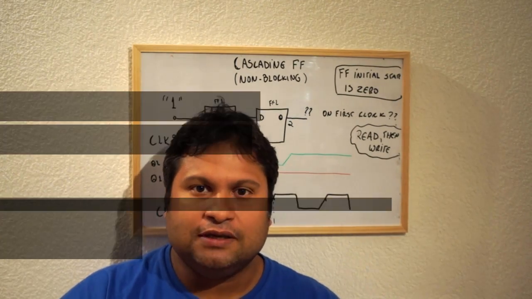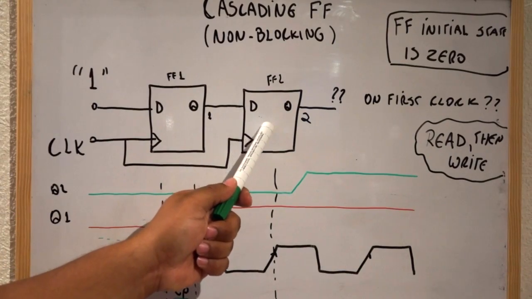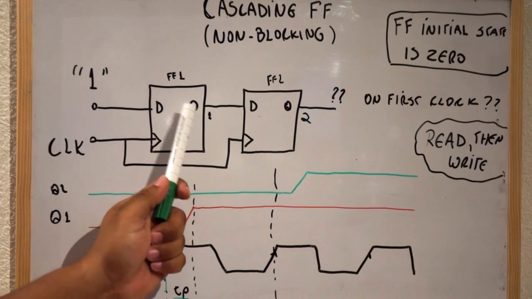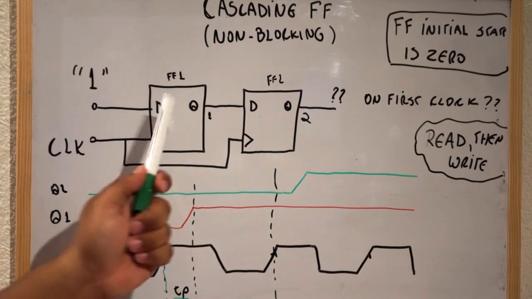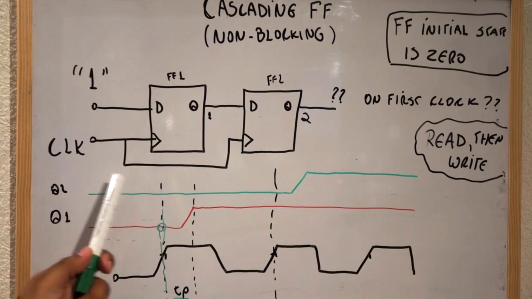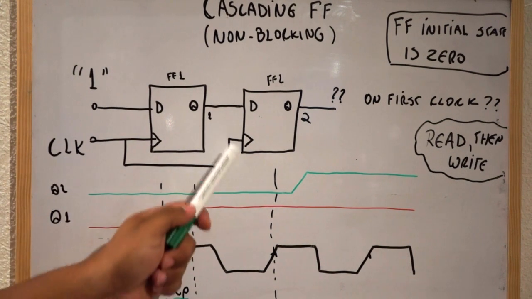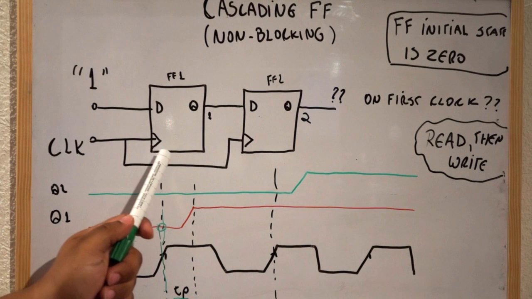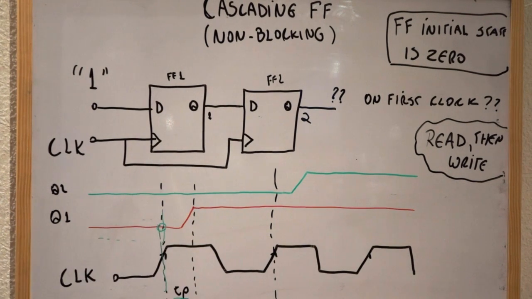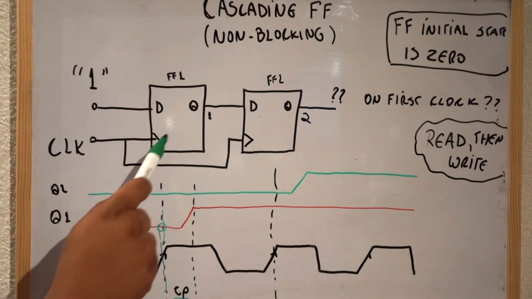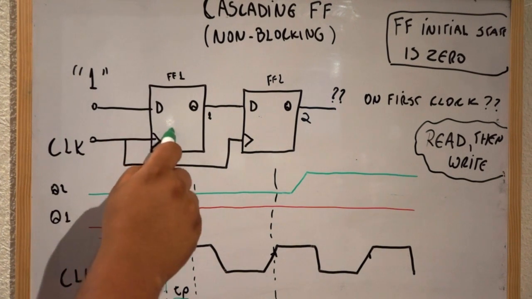The input of flip-flop 2 is connected to the output of flip-flop 1, and both flip-flops are going to sample their inputs on the same clock. Okay, here the clocks are the same. The clock of flip-flop 1 and the clock of flip-flop 2 are connected. So let's take a look at what happens only in this one here.